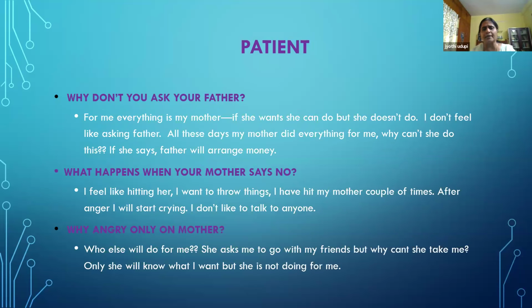All these days, my mother did everything for me. Why can't she do this? If she says father will arrange money, what happens when your mother says no? I feel like hitting her. I want to throw things. I have hit my mother couple of times. After anger, I will start crying. I don't like to talk to anyone.